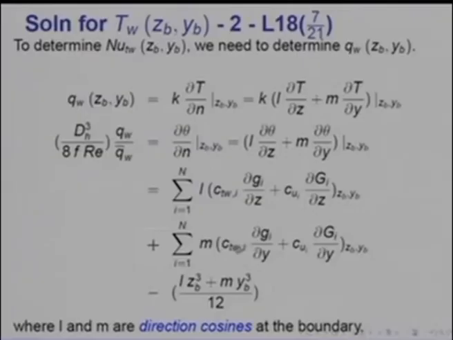and I already know C t w, I know d g I dy, I know g I function as well as small g I function, and therefore, the entire right hand side can be evaluated, and therefore, the heat flux variation along the periphery can be evaluated.